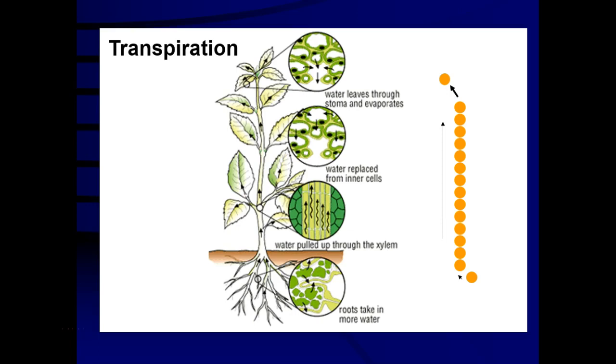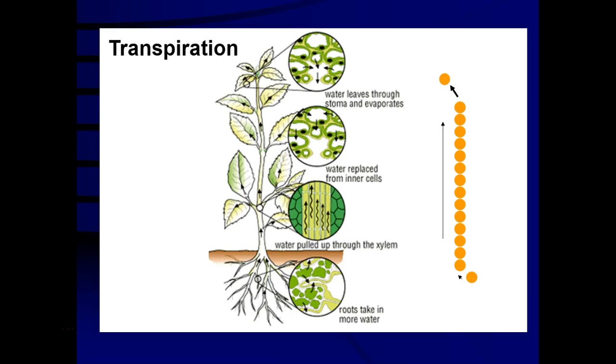So we have a combination of evaporation and capillary action. We have this big column of water, and as the water evaporates out the stomata, it pulls on the column. So we're getting pushed from the bottom and pulled from the top. And as the water evaporates, it's replaced like a conveyor belt. So more water comes in, more water leaves at the top.